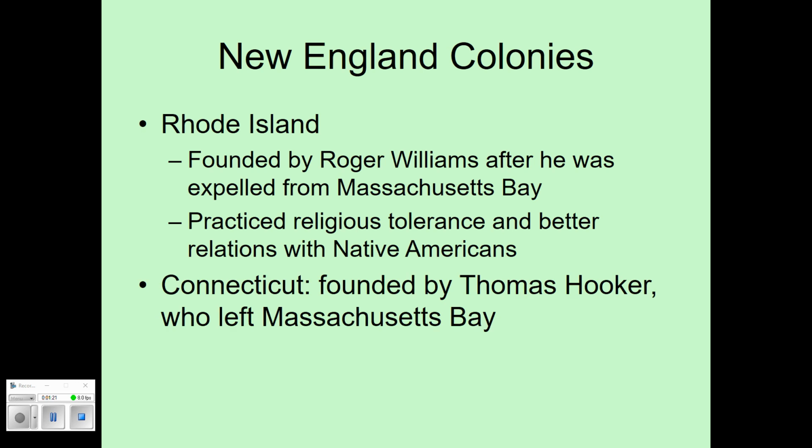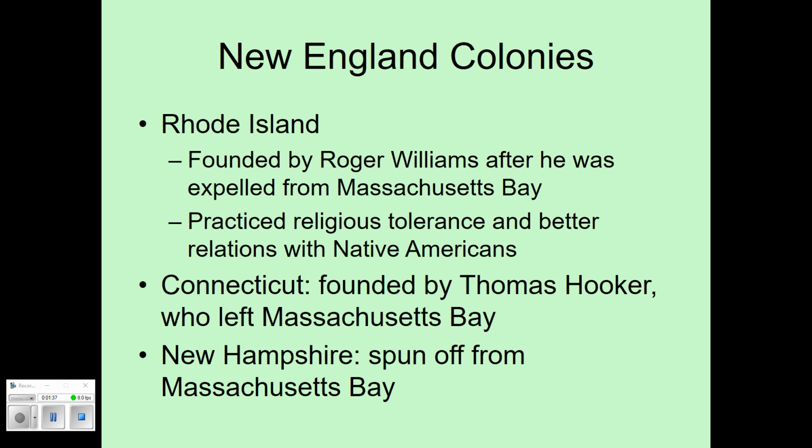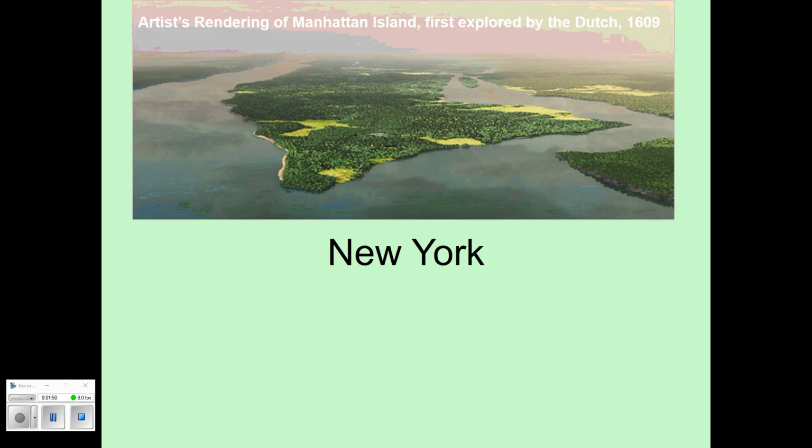Connecticut was founded partly on economic and political grounds. It was founded by Thomas Hooker, who was a Puritan in his theological beliefs. And New Hampshire was founded partly for political and economic reasons, also very similar in theology and religious beliefs to Massachusetts Bay.